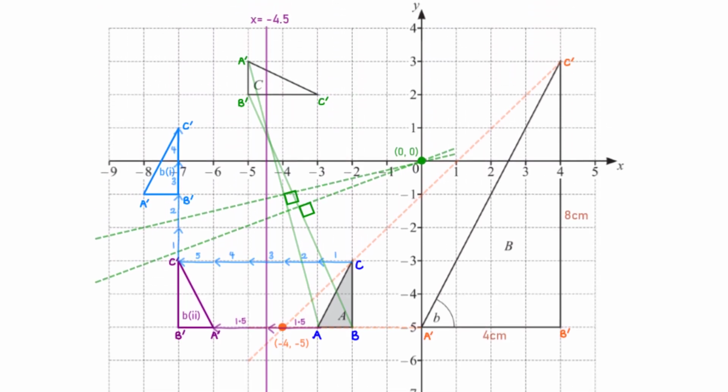On the diagram, the movement for point C has been shown. After repeating the same process for the other points as well, we are able to map out the translated image of triangle A.